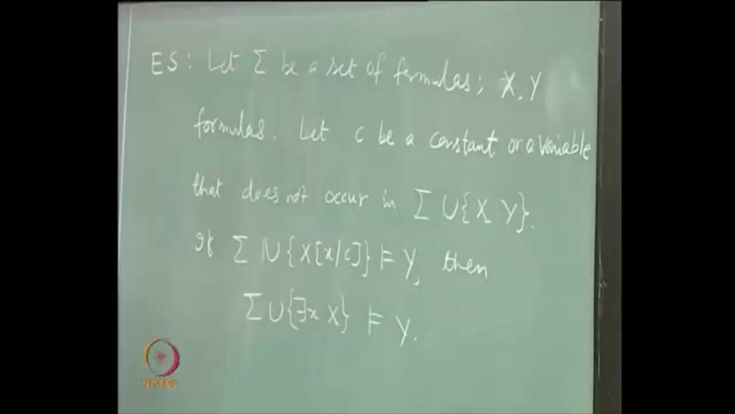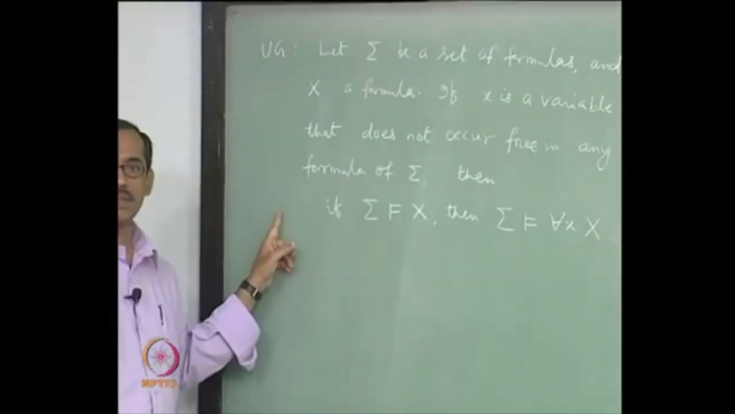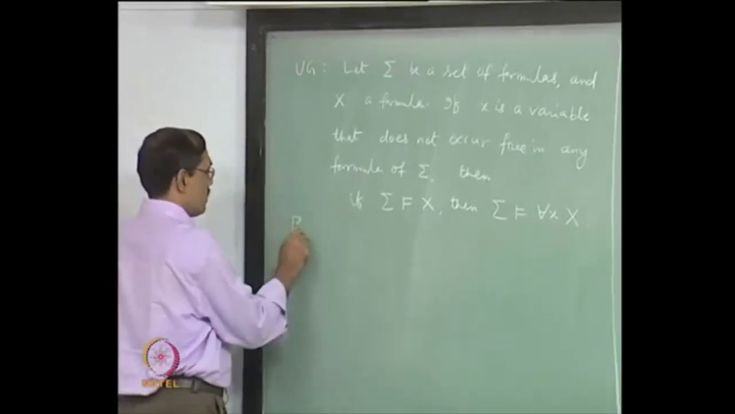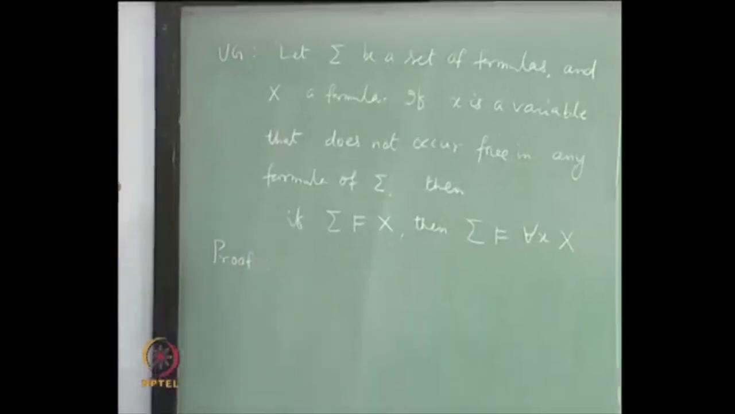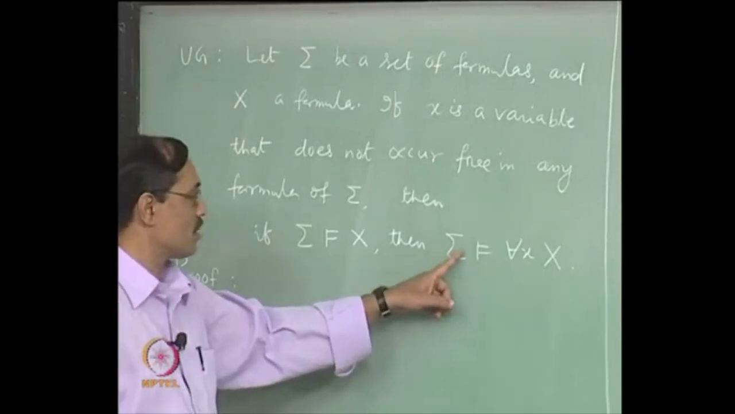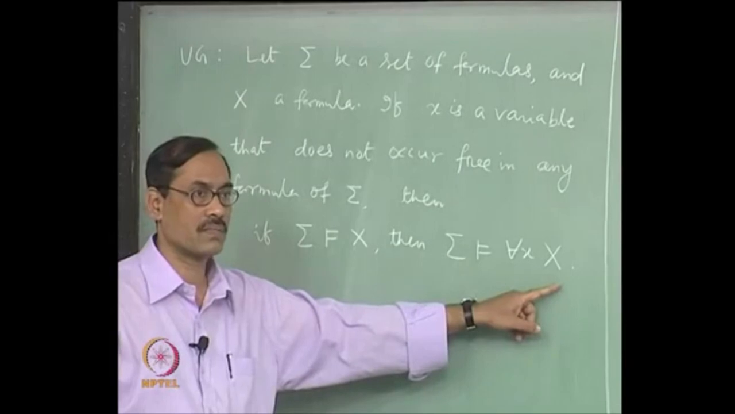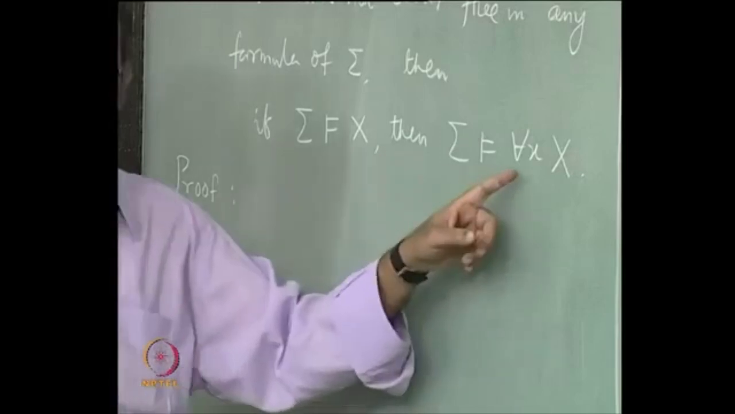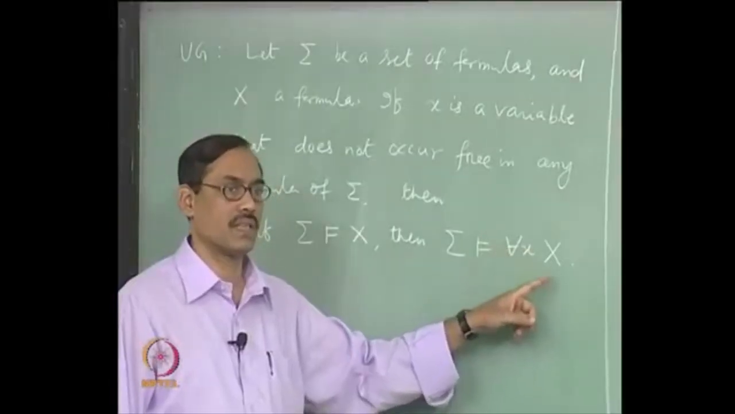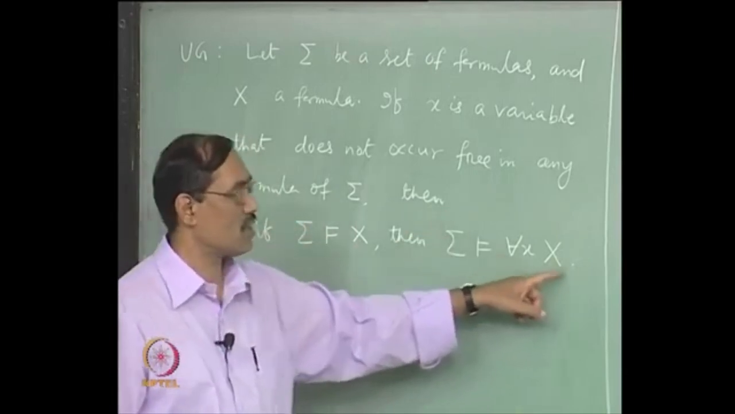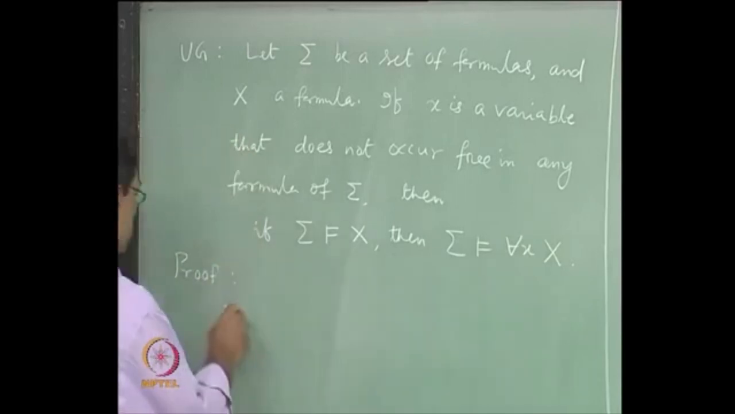So, let us now prove them. This proof of universal generalization we have already discussed, okay. Let us give a formal proof now. So, how do we proceed? Let us do it by contradiction, it may be quicker. We want to prove sigma entails for each x φ. So, we will start with one state which is a state model of sigma and try to show that it becomes a state model of for each x φ, right. So, by contradiction, we take one state model of sigma which is not a state model of this, right.